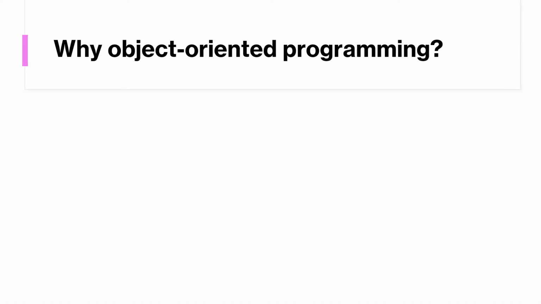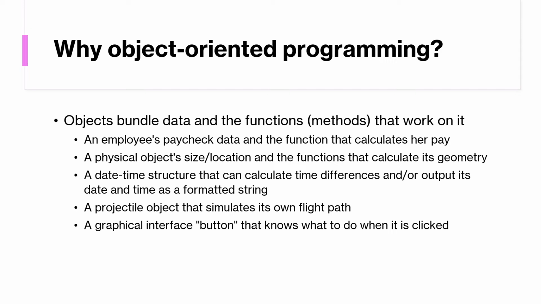Why would we do object-oriented programming? We've just spent all of these weeks learning how to write functions and do functional programming. Why would we want to change to object-oriented programming? The answer is objects bundle data and the functions that work on it in ways that are often very convenient for writing the big program that you're trying to write. Breaking your big program down into smaller objects, even if it's just one object, can make the main program logic much easier to write.